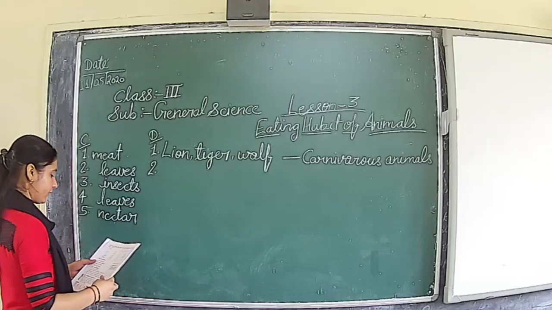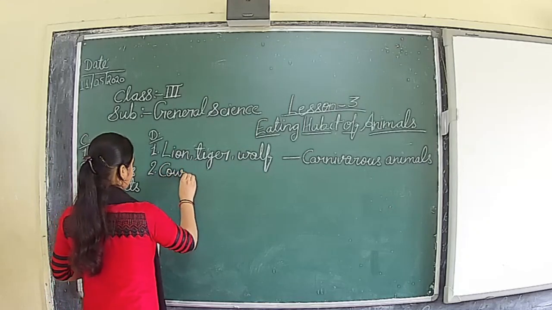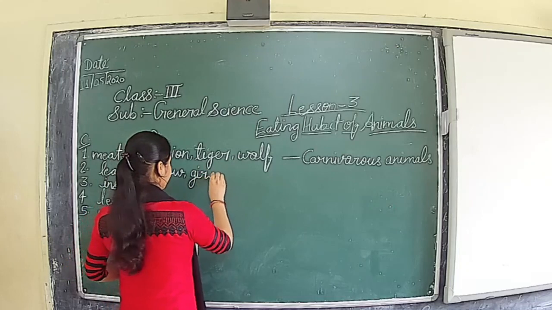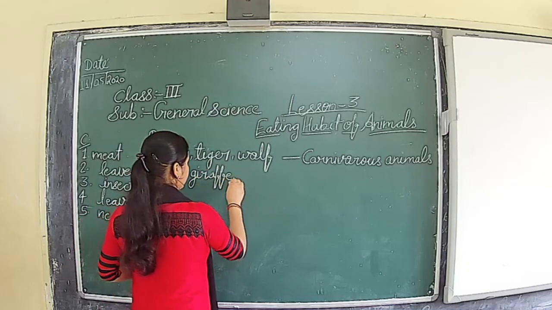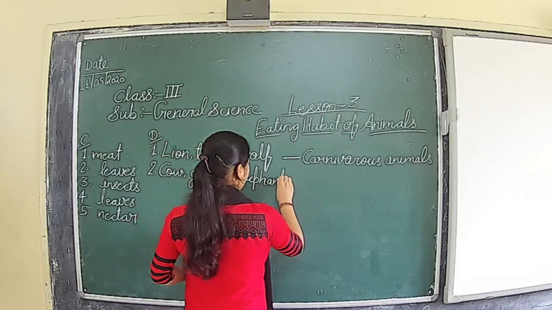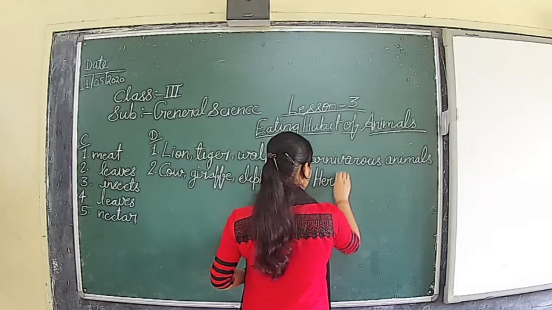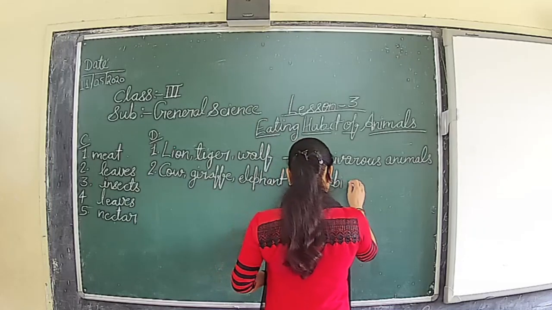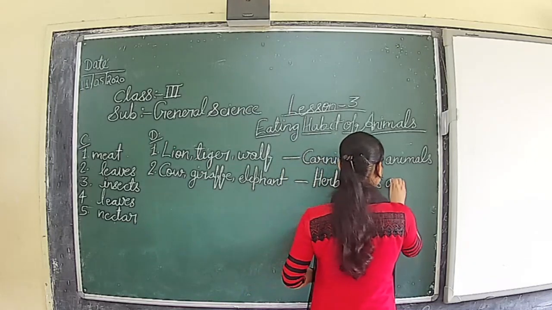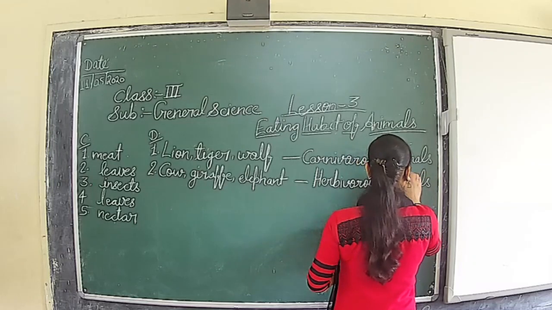Second is, cow, giraffe and elephant will come in the herbivore family. Cow, giraffe and elephant will come in the herbivore animals. Okay? Understood? Yes.